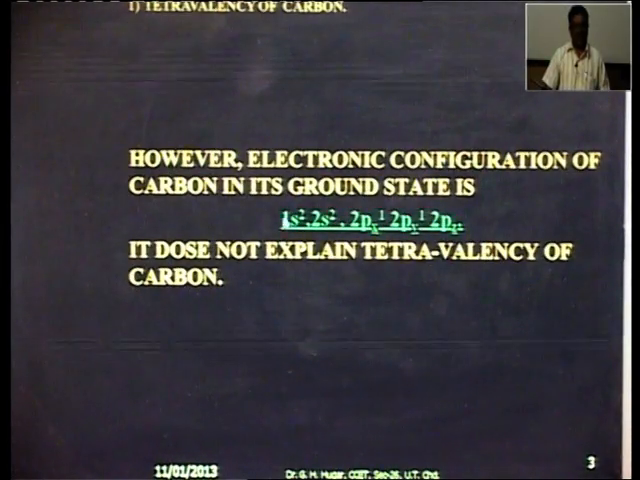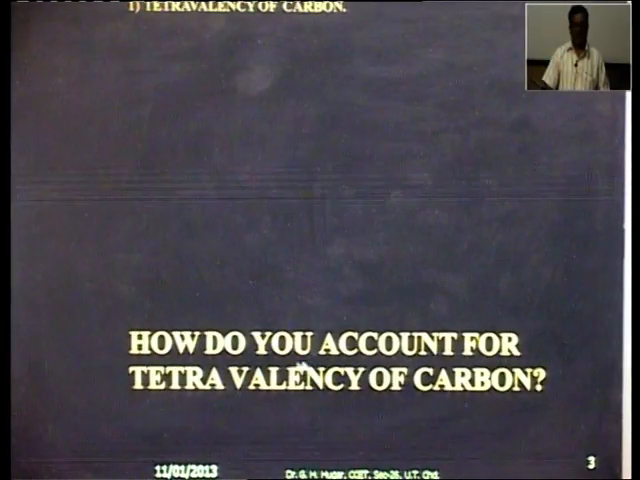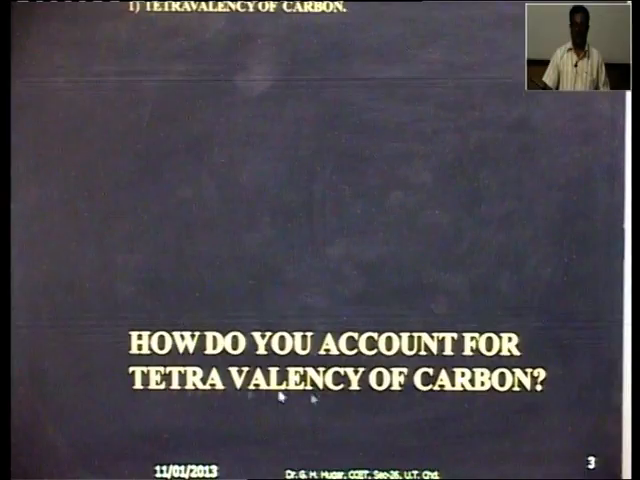When we write the electronic configuration of carbon 6, we know that it will be 1s2, 2s2, 2px1, 2py1 and 2pz0. When we look at this electronic configuration, there are only 2 unpaired electrons in the outermost shell, and therefore, it does not explain the tetravalency. How do you account for the tetravalency of carbon then?